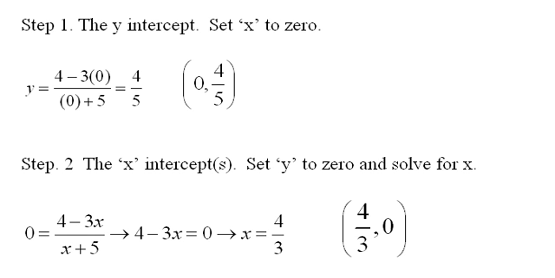Step 2, the x-intercept. Set y to 0, and solve for x. Now, to solve this rational equation, really whatever makes the top 0 will make the whole expression 0. So I just have to set the top to 0 to find out what x's will do that, and I get x equals 4/3. So (4/3, 0) is my only x-intercept.